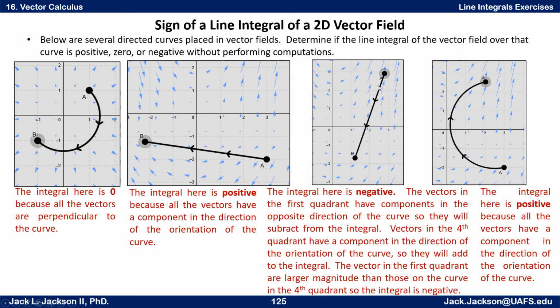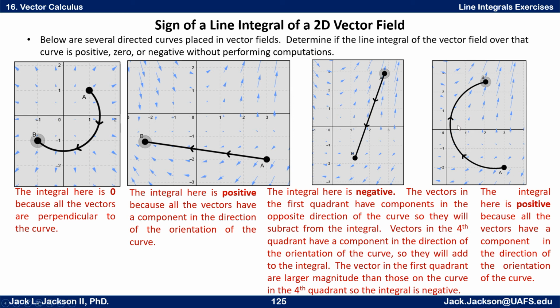The length of the curve is longer there, and the size of the components going against the curve is going to be bigger than the part down here that's going against. So we're going to end up with more negative than positive here. So ultimately this is going to be a negative integral.